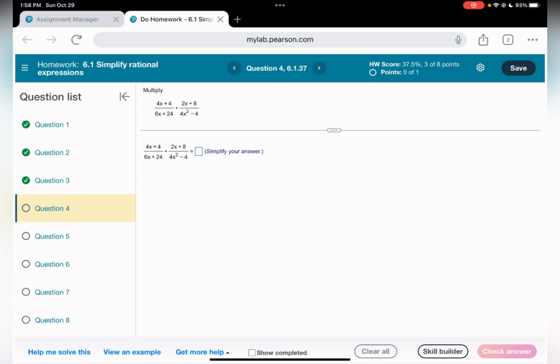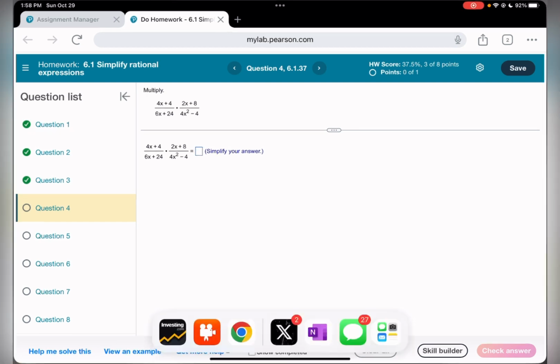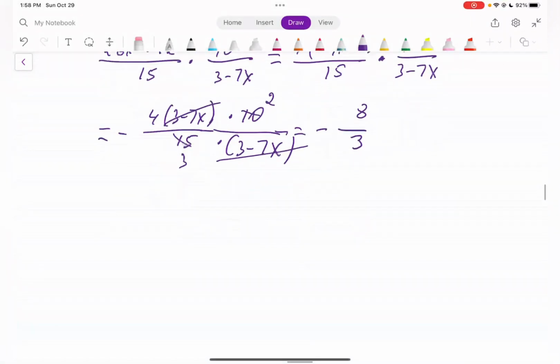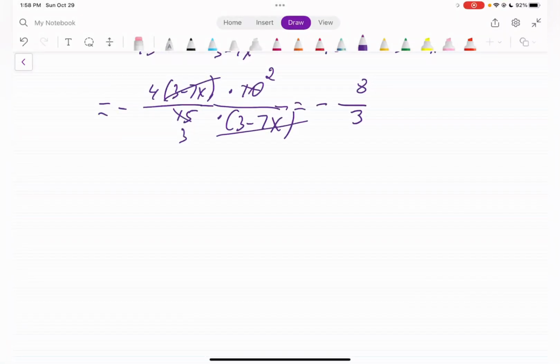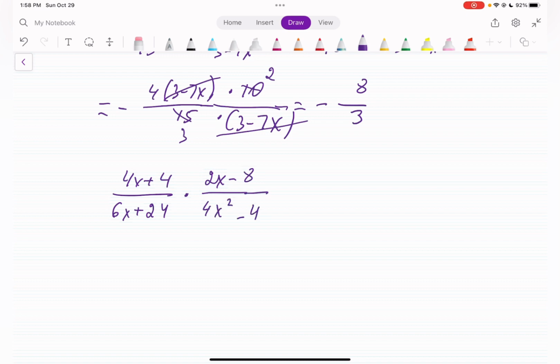Question number 4. Let me take a picture again. So we have 4x plus 4 over 6x plus 24 times 2x minus 8 over 4x squared minus 4. So what do we get? We are going to get the following.